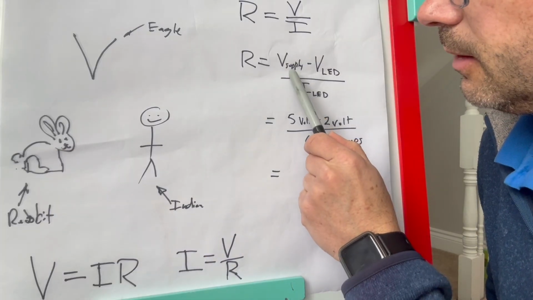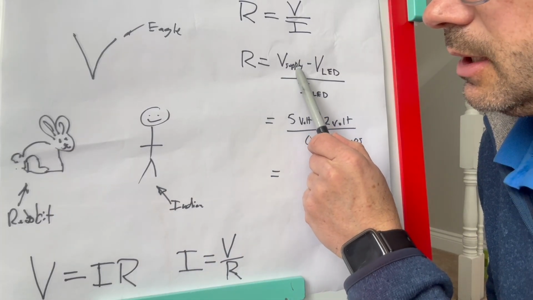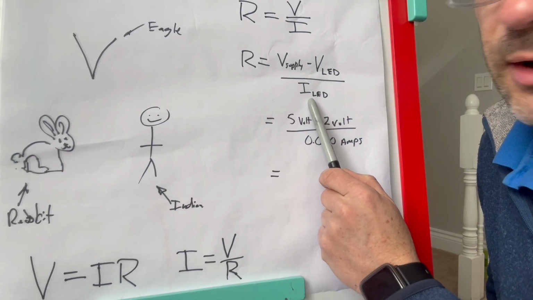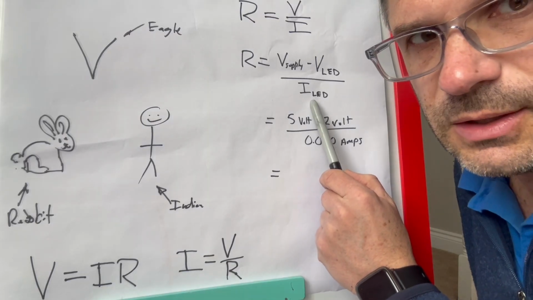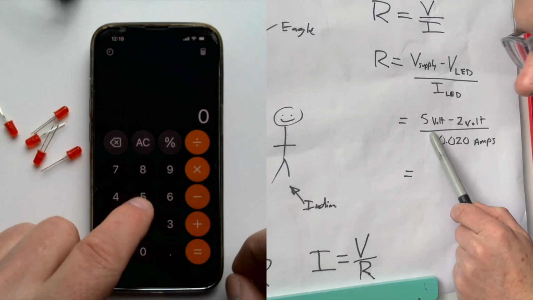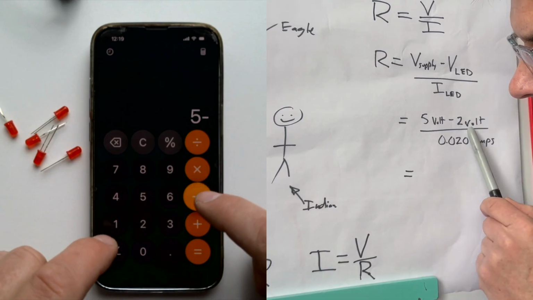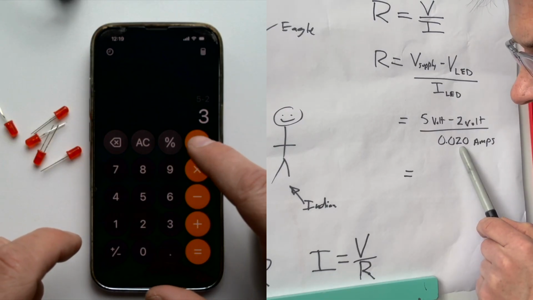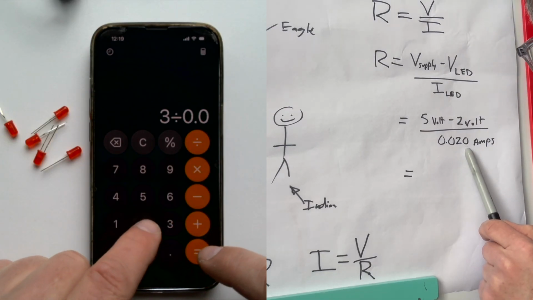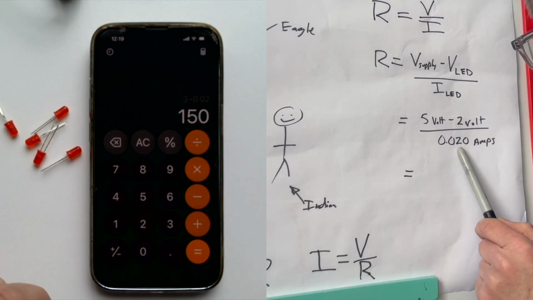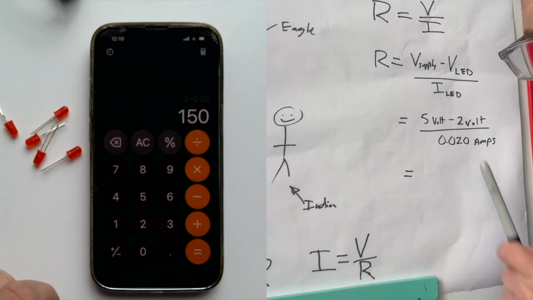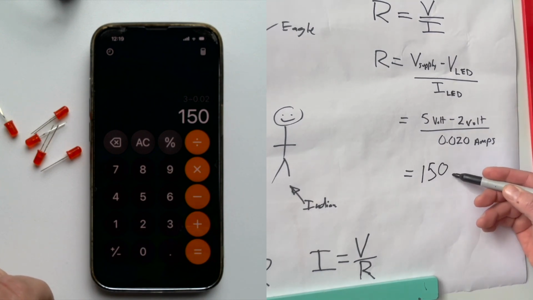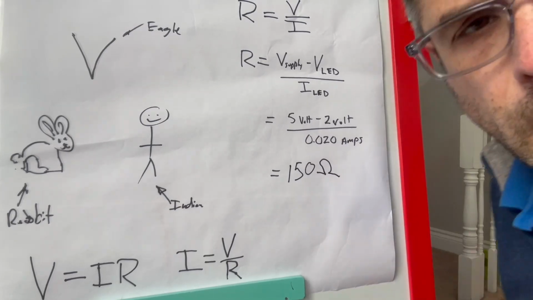So in our case here, our supply voltage is subtracted from our LED voltage, divided by the amount of current that this LED uses. So in our case, the Arduino is supplying 5 volts, the LED requires 2 volts, and the LED requires 20 milliamps or 0.02 amps. And that should get us 150 ohms.